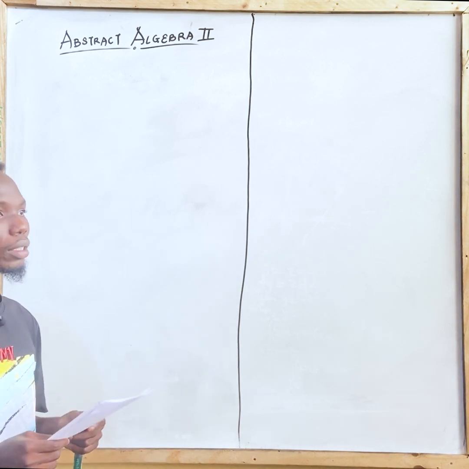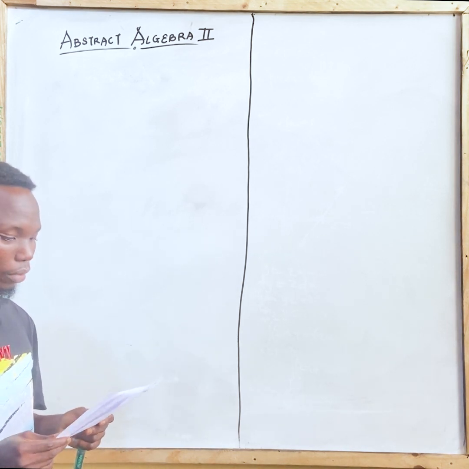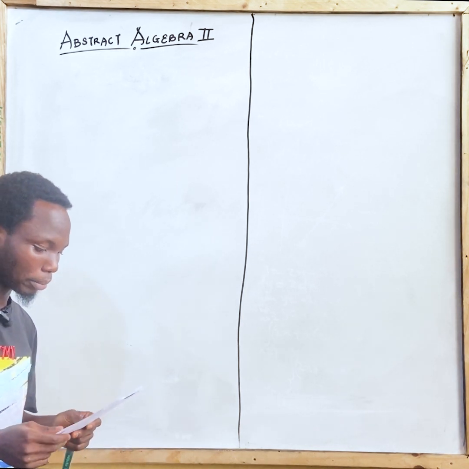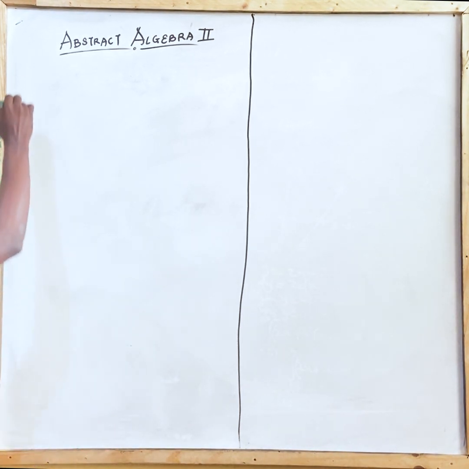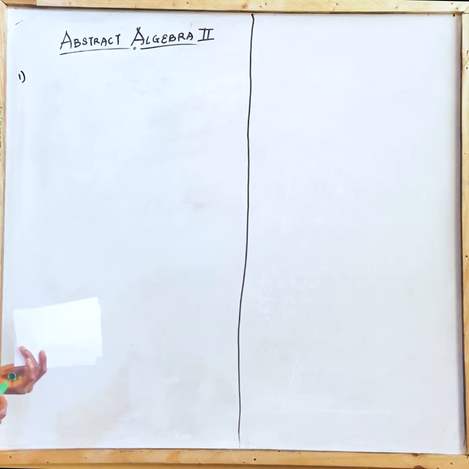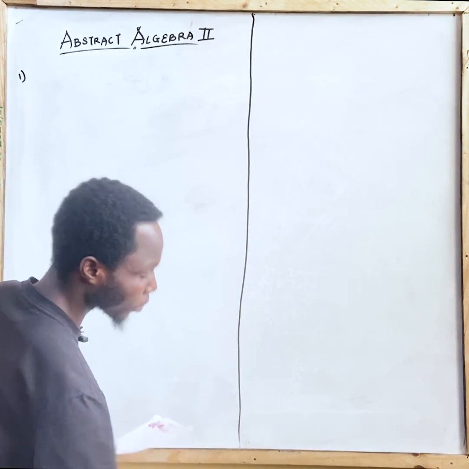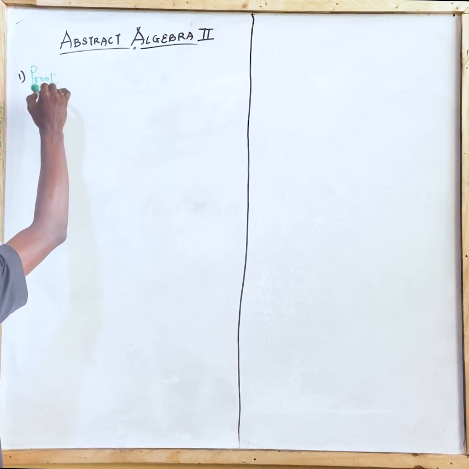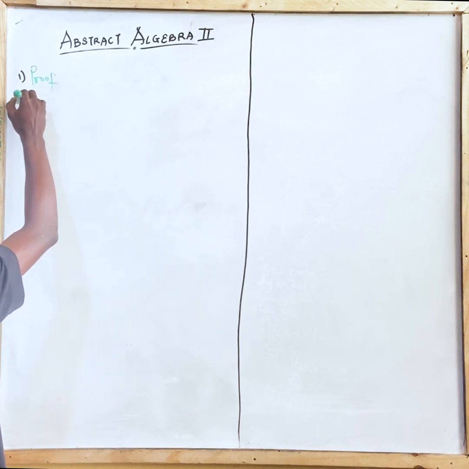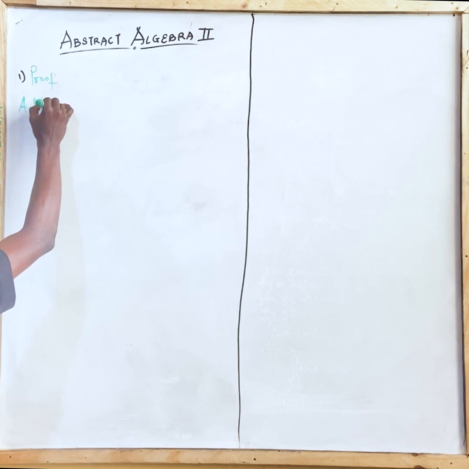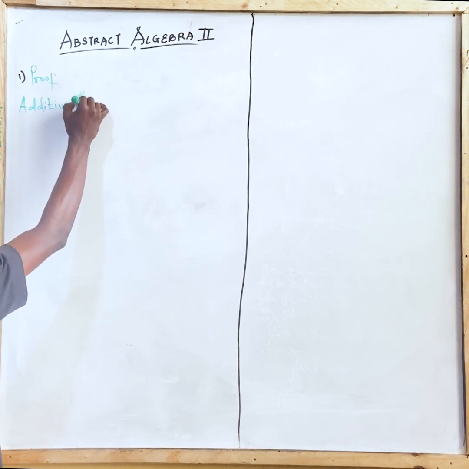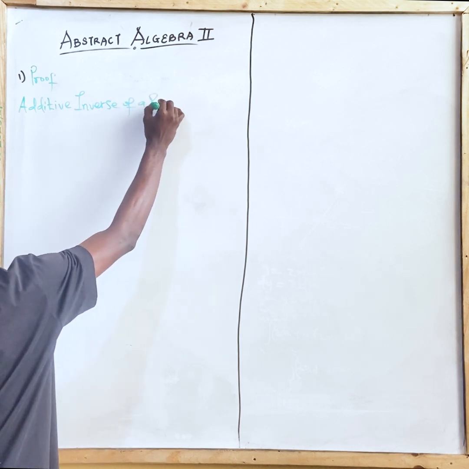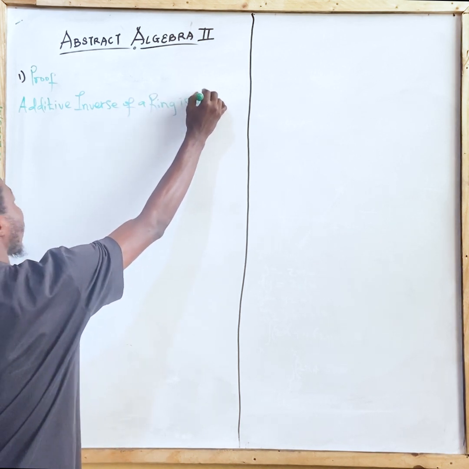But before we do that, there are some basic things you have to do before going into that. So the first thing I will do is prove that the additive inverse of a ring is unique.